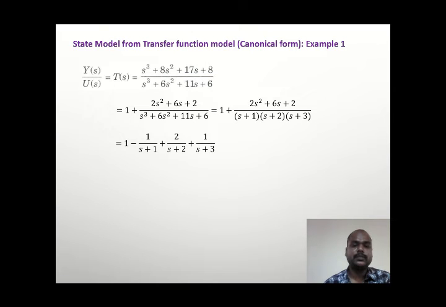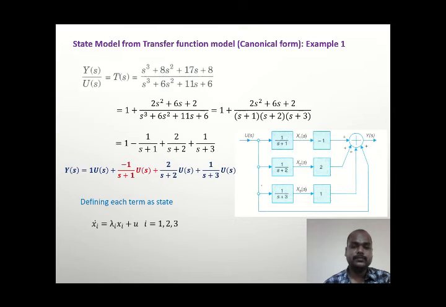So when we obtain Y(s) by U(s) in this form, the latter term will be split into three terms, which is obtained with the help of the partial fraction method. Finally we can write Y(s) equals 1 multiplied by U(s), plus minus 1 by s plus 1 times U(s), plus 2 upon s plus 2 times U(s), plus 1 by s plus 3 times U(s). And then from this we can obtain our block diagram, and you can see here this is Y(s), which is the sum of four incoming signals, of which one signal is directly coming from U(s).